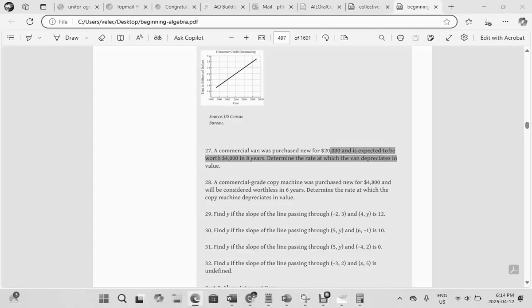Okay, so starting with question 27. A commercial van was purchased new for $20,000 and is expected to be worth $4,000 in 8 years. Figure out the rate at which the van depreciates in value. So we know the retail value was $20,000 and the salvage value is $4,000. Useful life is 8 years.